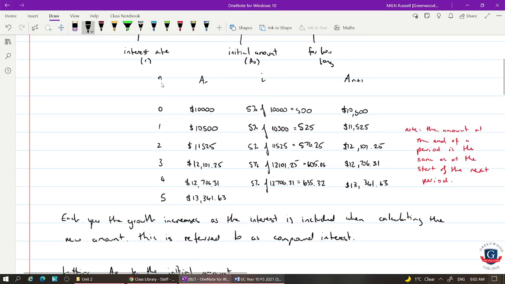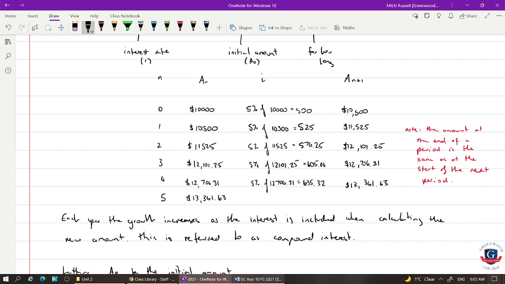In our table here, we have a value of n, the amount at the start of each year, the amount at the end of each year, and an interest component. So at the start of year 0, we have $10,000. We invest the money and we get $500 of interest, 5 divided by 100 times 10,000. We add that to the original amount, and we end up with the amount for after one whole year. A0 plus 1 would be A1. So if we withdrew the money after having it in the bank for a year, we would get $10,500.